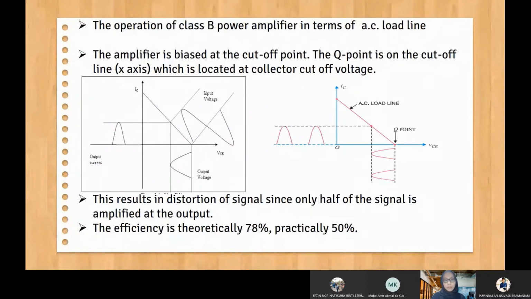The figure shows the operation of class B amplifier in terms of the AC load line, and it also shows that the Q point is on the cut-off line, which is located at the collector cut-off voltage. This results in distortion of the signal since only half of the signal is amplified at the output. The efficiency is theoretically 78%, but practically 50%.